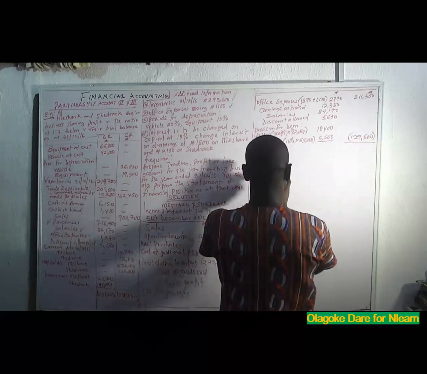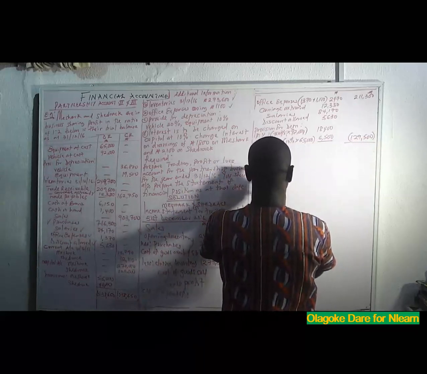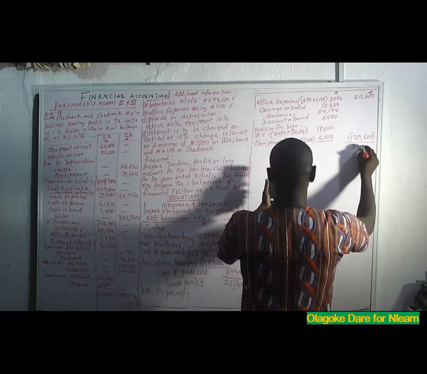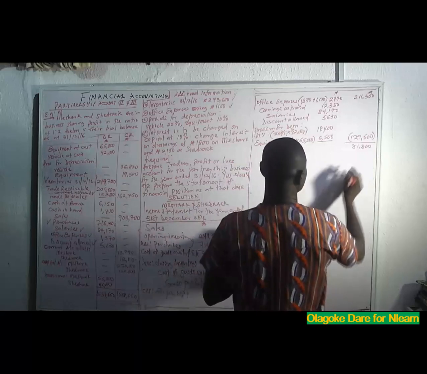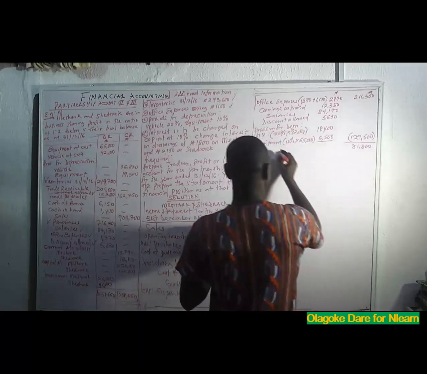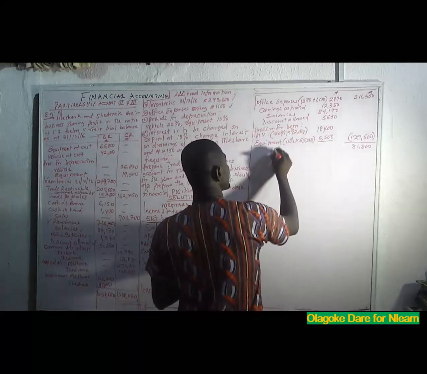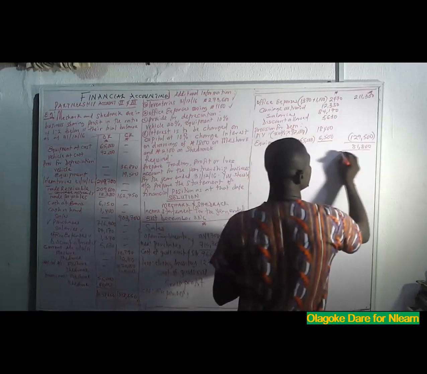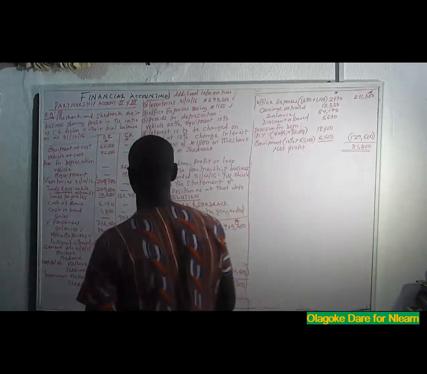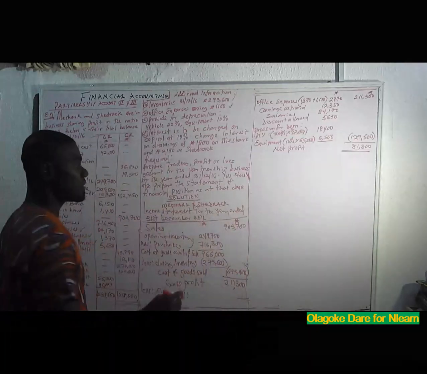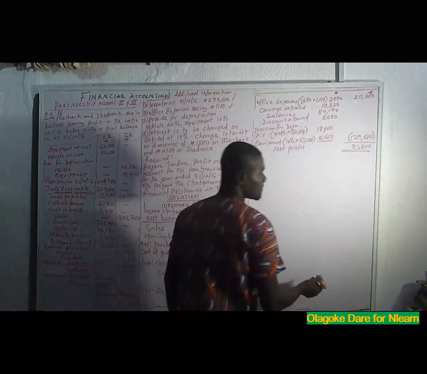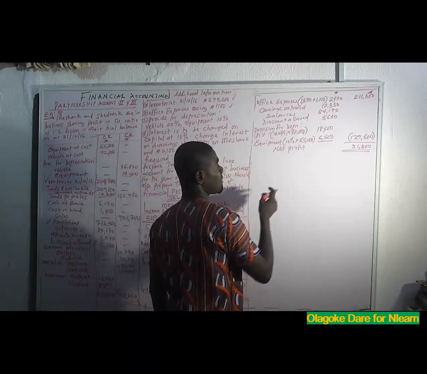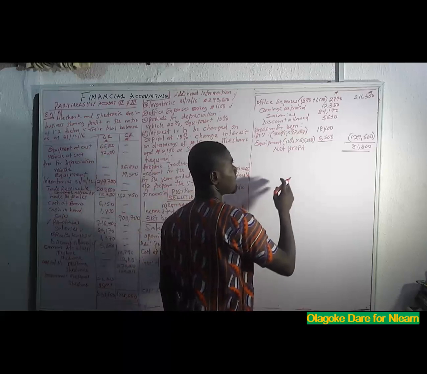Let's remove it from the gross profit, 211,300. We have 81,800. So this is our net profit. Now that we've got net profit, we can do our appropriation account. So we'll continue with our appropriation account.